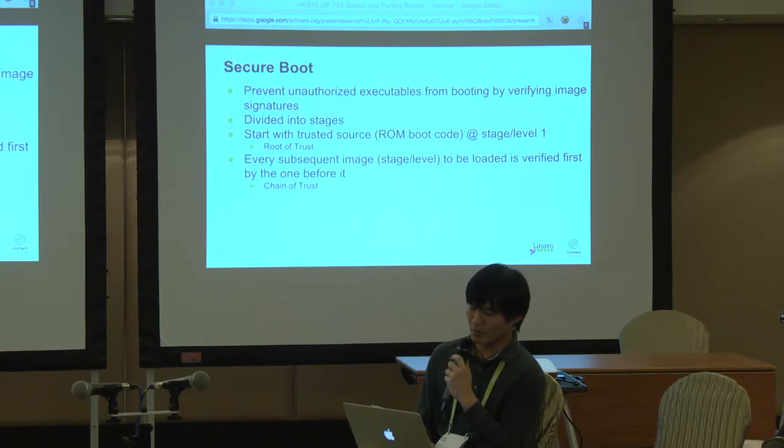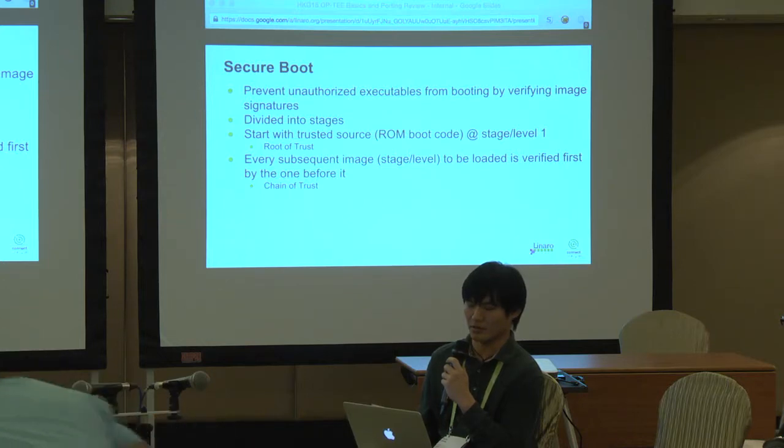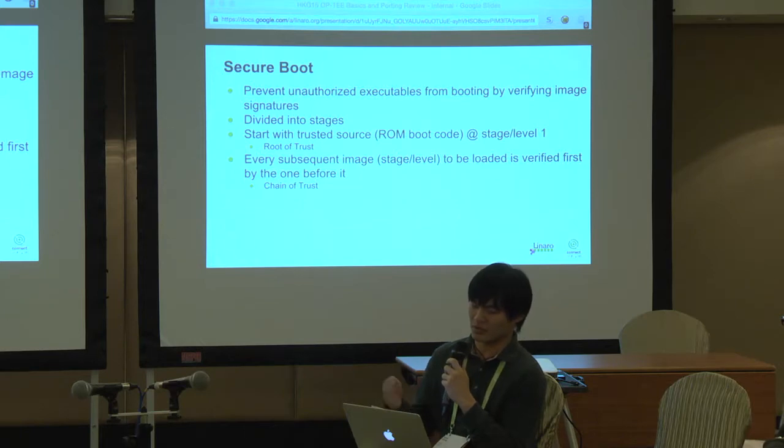So for Secure Boot, the boot process is actually divided into several stages. And we have to start stage 1 with something that we already and implicitly trust, and we call that the root of trust. This would maybe be analogous to the bank or the institution that you trust. And on the SoC, this is usually the ROM boot code. So the ROM boot code will verify the signature of the next image to be loaded, at stage 2. And we continue on where every subsequent image to be loaded is verified first by the one before it, meaning stage 2 will verify stage 3, stage 3 verifies stage 4, and so on and so forth.